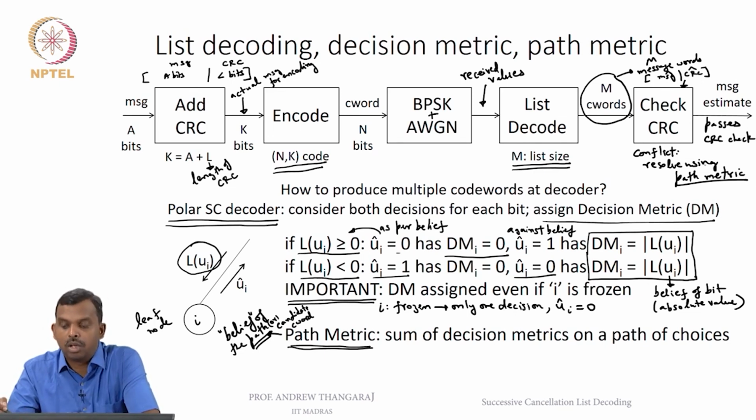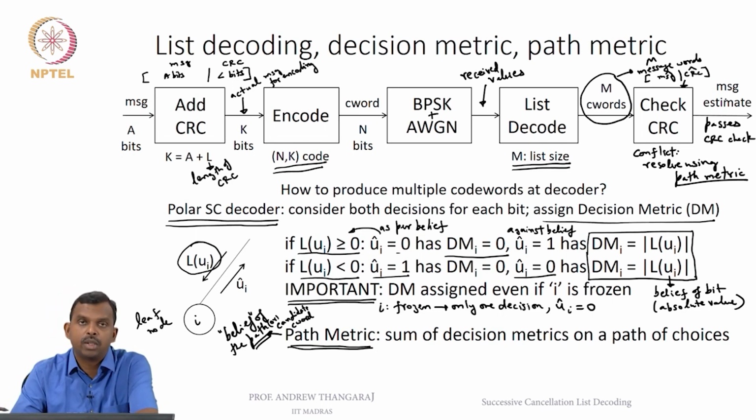Okay, so that resolves conflict in the output of the list decoder when you want to put out one single output. And if multiple candidate messages satisfy the CRC check, once again you can pick the one with the lower path metric. Okay, so that's one way of resolving conflicts. Hopefully this is clear to you. This is how the list decoder generally works.